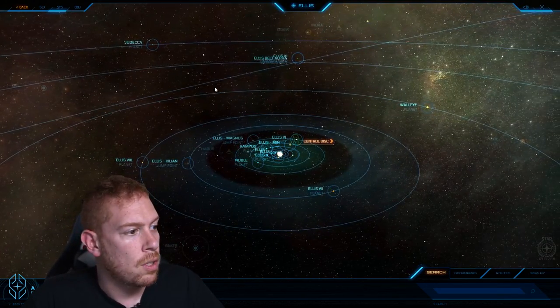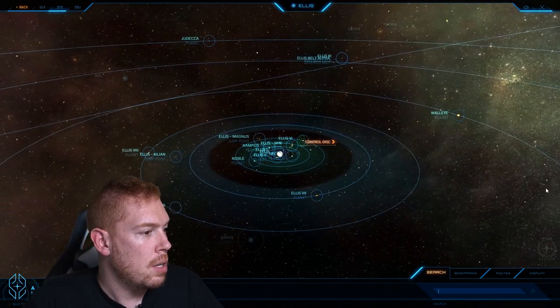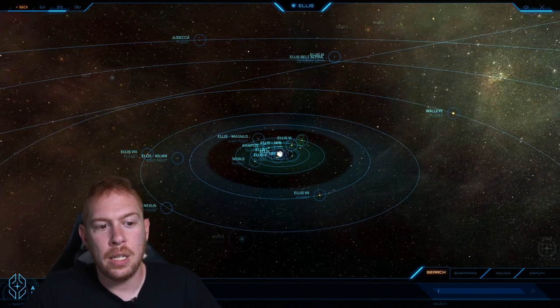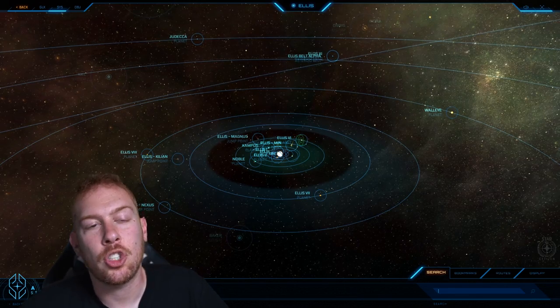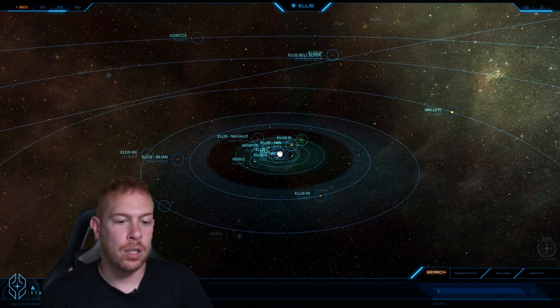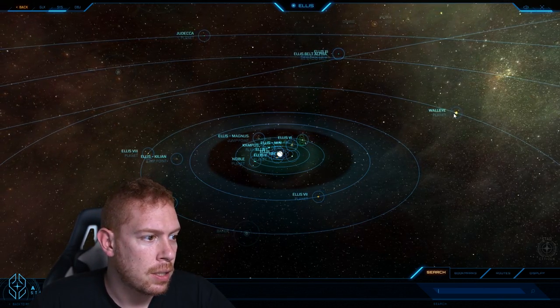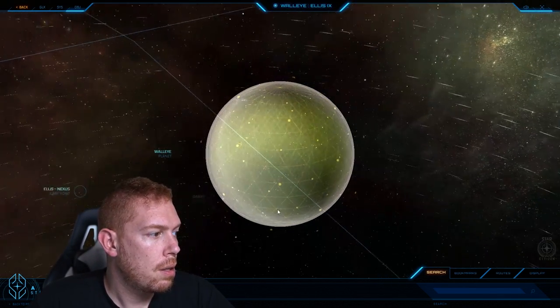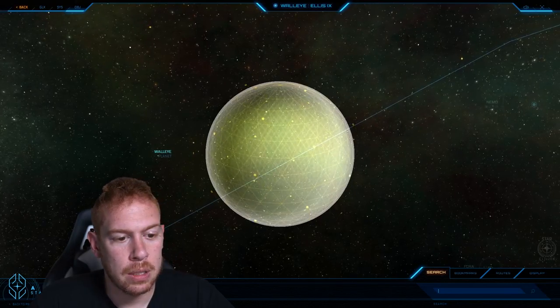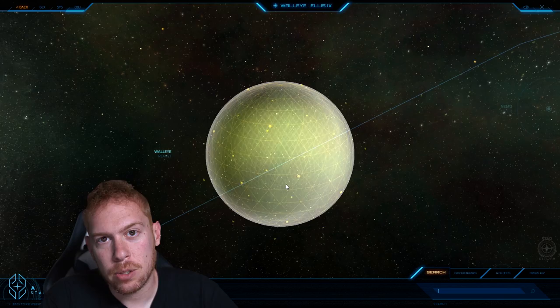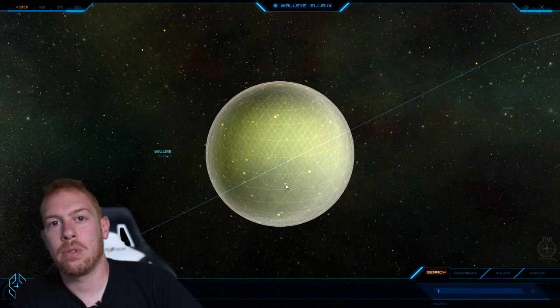Leaving LS8, we're going to go check out the next planet, which is Walleye. Walleye is a puffy planet, which is a gas giant with a large radius and a very low density, i.e. puffy. It is the largest gas giant in the system. Look at it, how big and puffy. It's most known for its gas refineries. It's got a lot of different gas refineries.